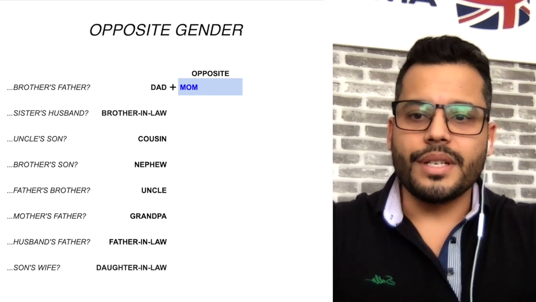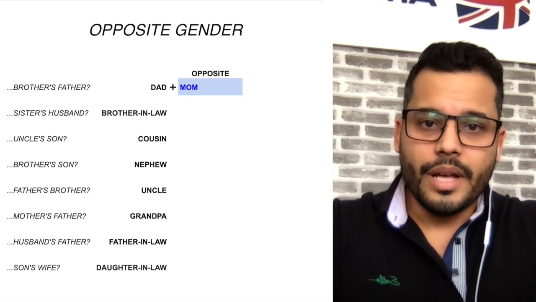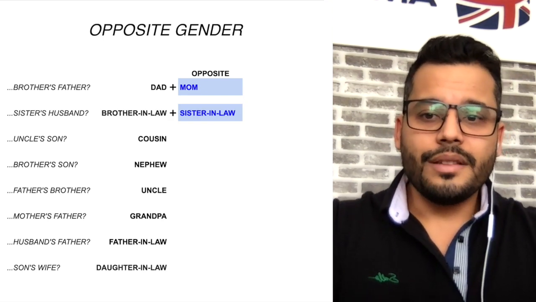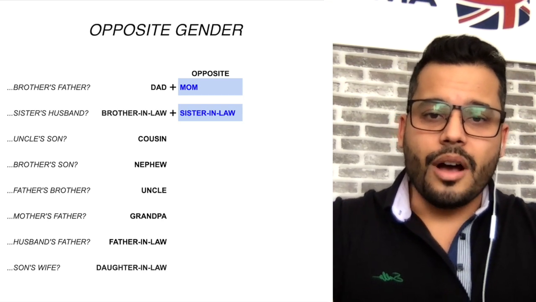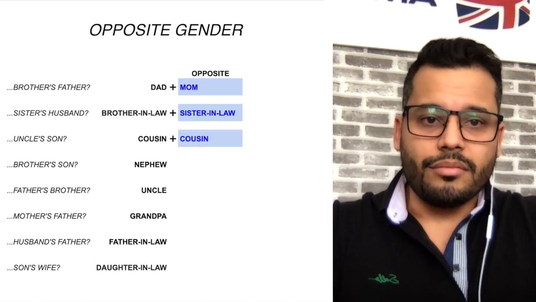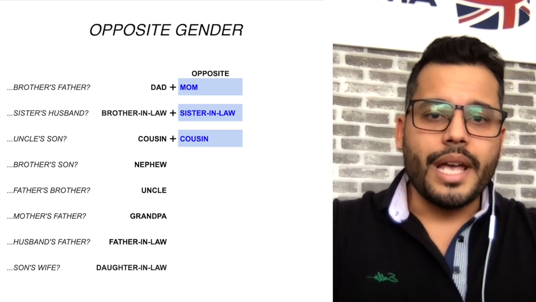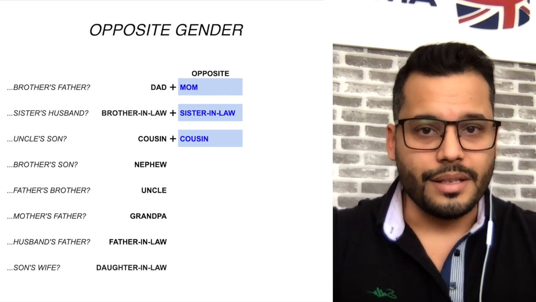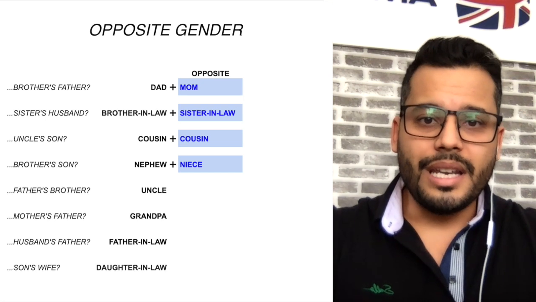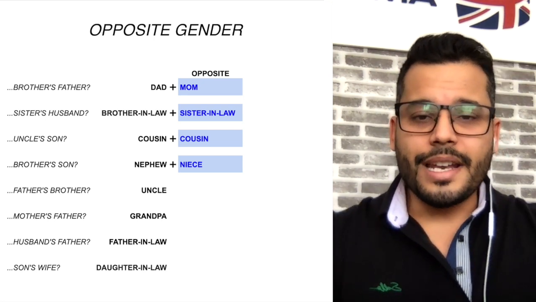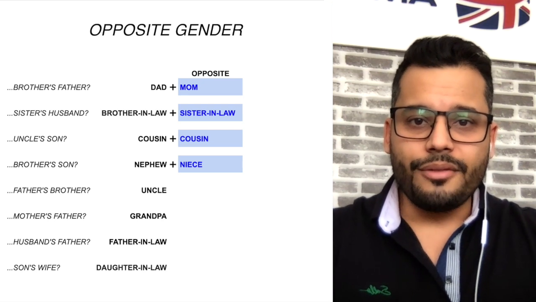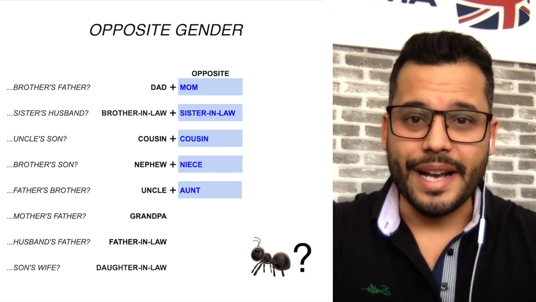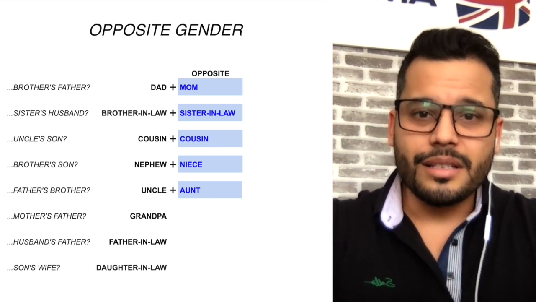Let's check now the opposite of brother-in-law. We have brother-in-law, sister-in-law. Okay, repeat, sister-in-law. The next one, we have cousin. The opposite of cousin, cousin again. It's also cousin. The next one we have is nephew. Remember, nephew is the son of your brother. The opposite is niece. Repeat, niece. And now the opposite gender for uncle is aunt. Repeat, aunt. Similar to that insect, similar to that animal, it's aunt.